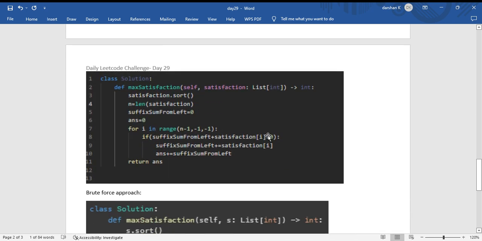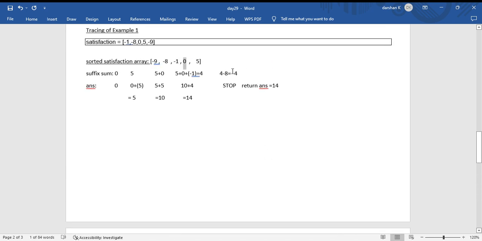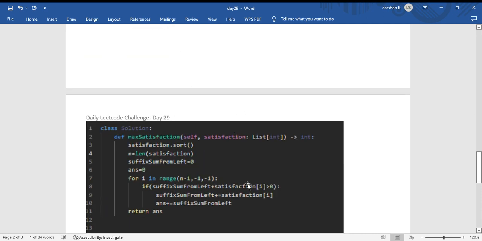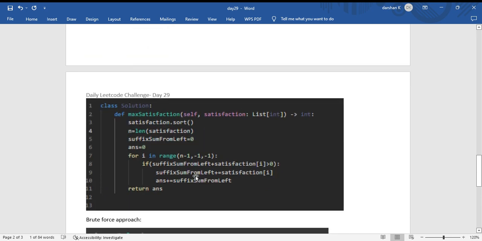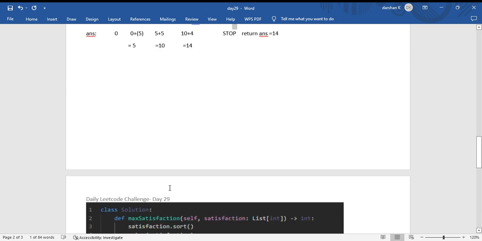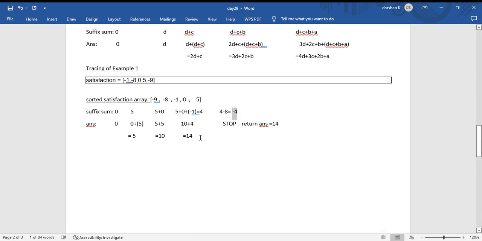If that value is greater than 0, see here we stopped because we got a negative value, right? So we should always check if this value is greater than 0, then add that value to the suffix sum from right, and finally that value should be added to the answer, and we are returning the answer. So you might be knowing how it works now.